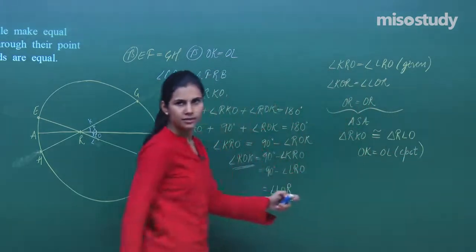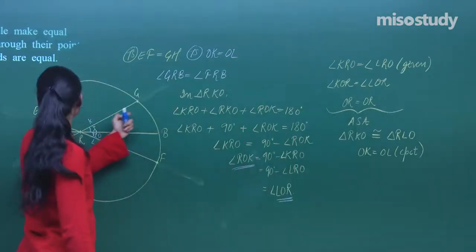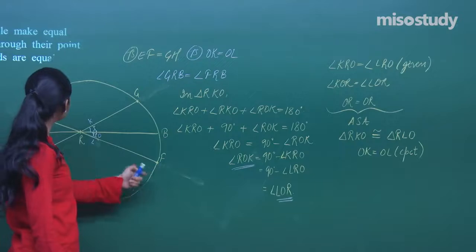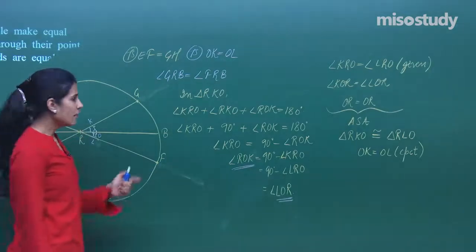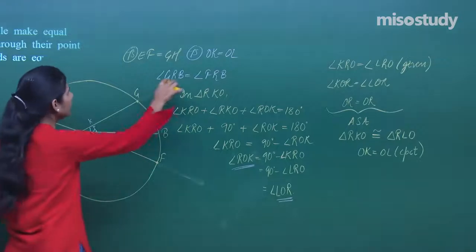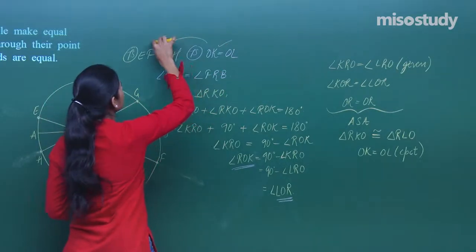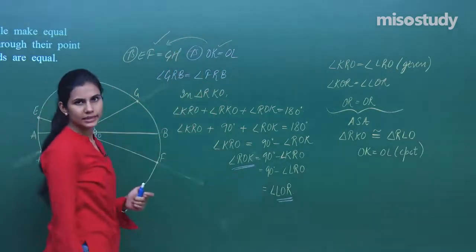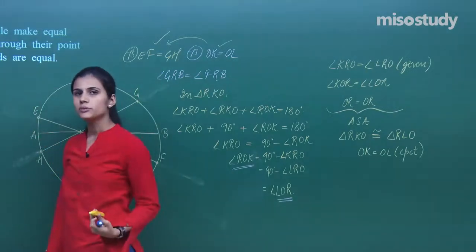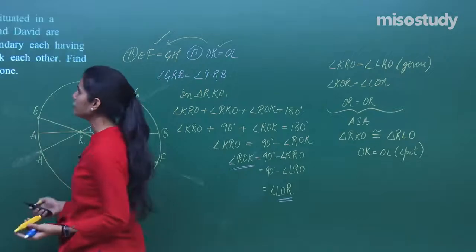OK is the distance of the GH chord from the center. OL is the distance of the FE chord from the center. Both the chords are therefore equidistant from the center, and therefore they are equal. I have shown that this implies this because equidistant chords are equal. Chords which are at an equal distance from the center of the circle are equal in measure.